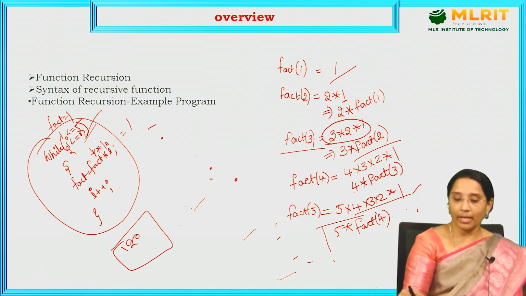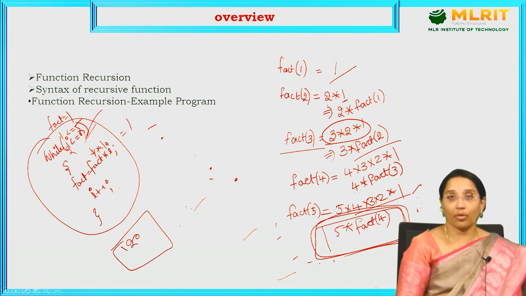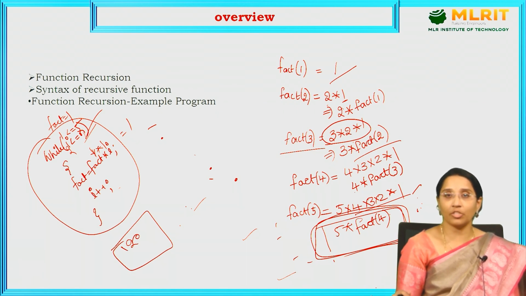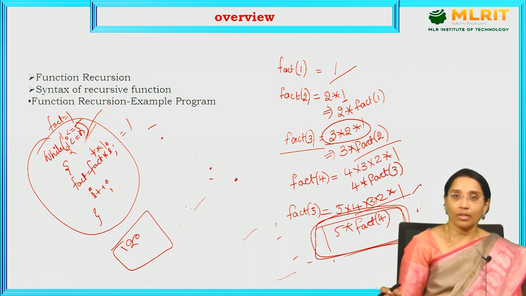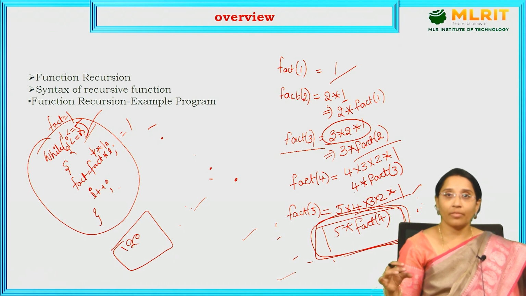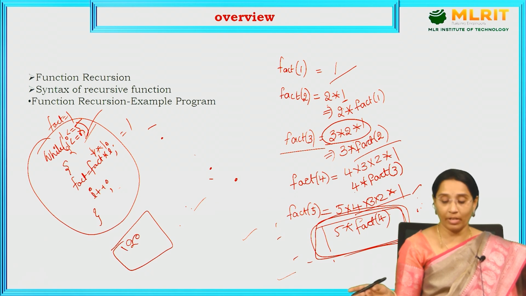So just look at this statement: 5 into factorial of 4. So in the functions we have seen, what is a function? Whenever you want to repeat the same code again and again, you will use the concept of function. Instead of rewriting the code again and again, a function is a sub part of a program which is executed when it is called. Based on the function call, where the function was defined, that part of the program will be executed. The control immediately goes to the function definition and it will execute.